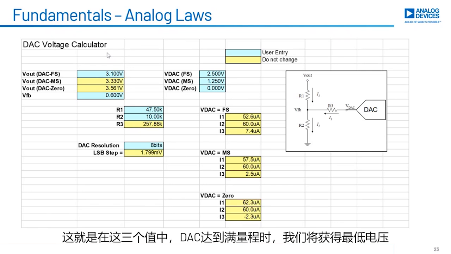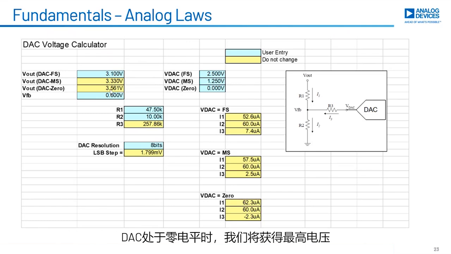So that's why these 3 values, with the DAC at full scale, we have the lowest voltage. With the DAC at 0 scale, we get the highest voltage. I want a 3.3 volt output, and I want it to be able to go from 3.1 to 3.5 volts.